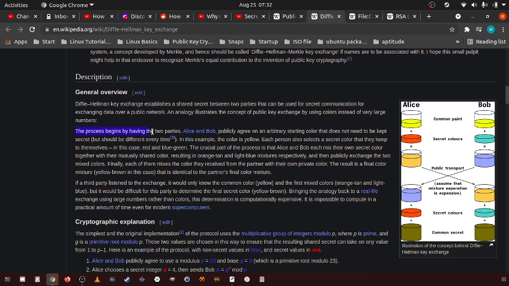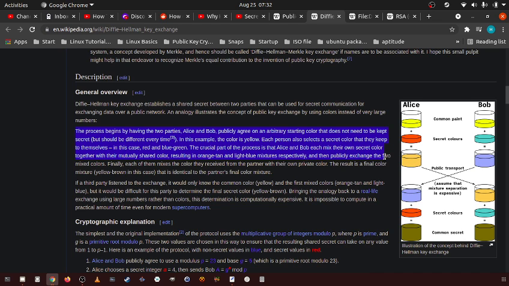The process begins by having two parties, Alice and Bob, publicly agree on an arbitrary starting color that does not need to be kept secret, but should be different every time. In this example, the color is yellow. Each person also selects a secret color that they keep to themselves. In this case, red and blue-green. The crucial part of this process is that Alice and Bob mix their own secret color together with their mutually shared color, resulting in orange-tan and light blue mixtures, respectively.